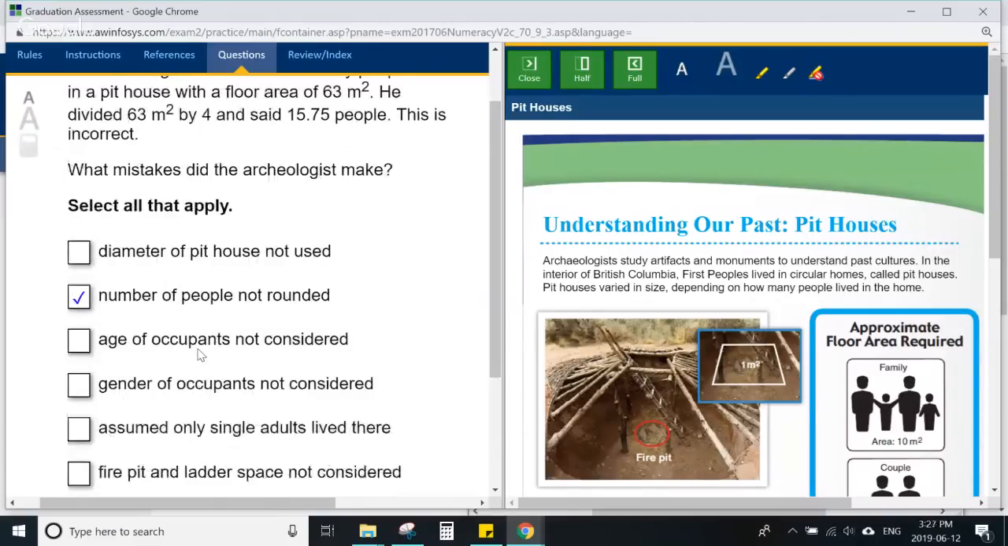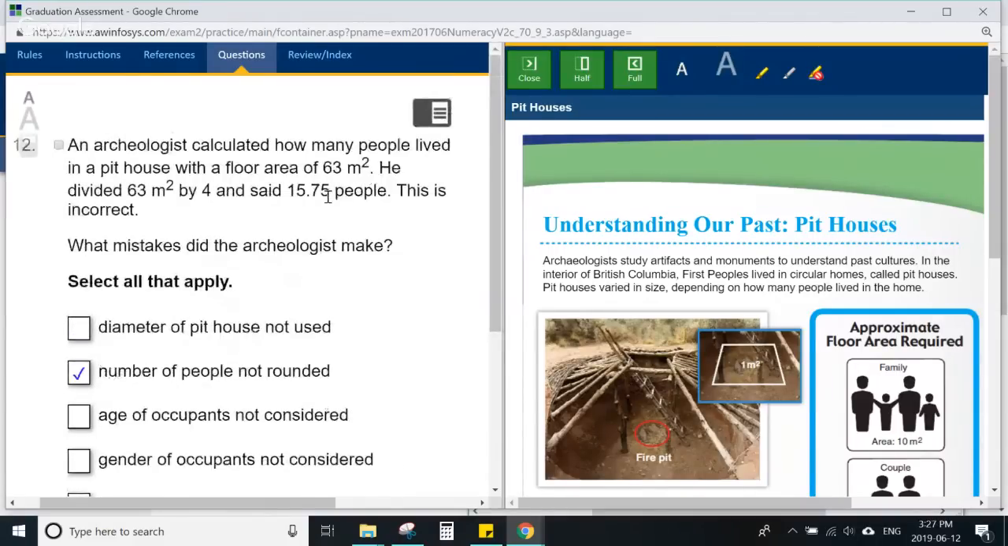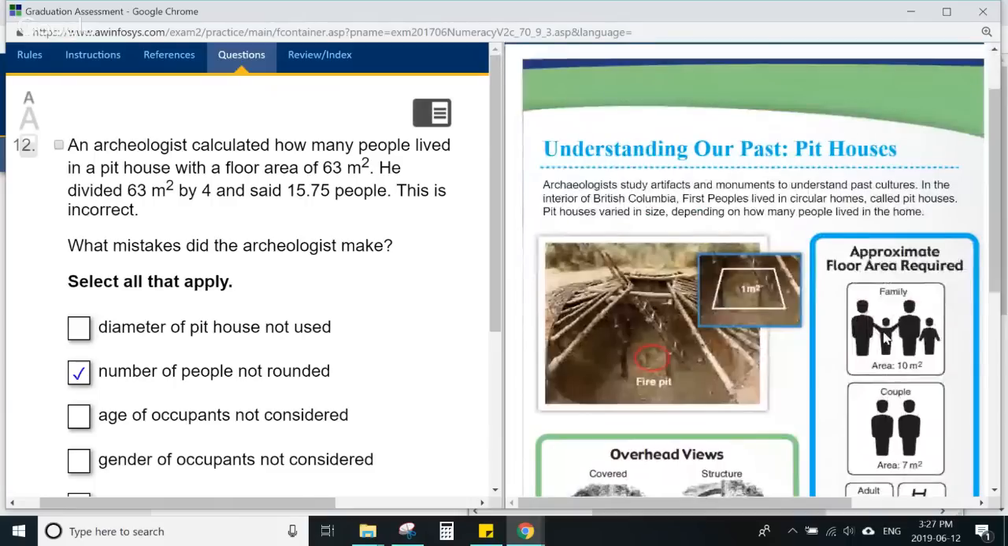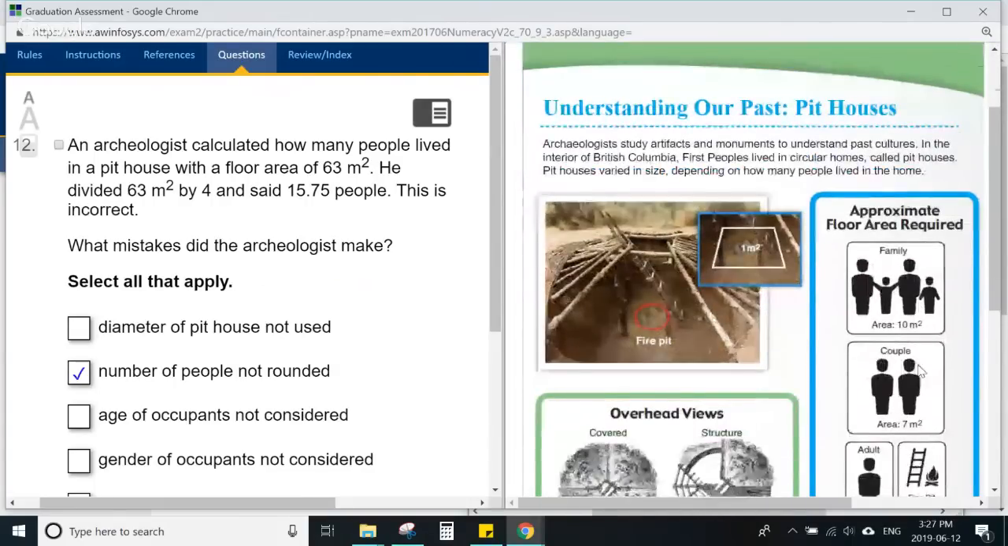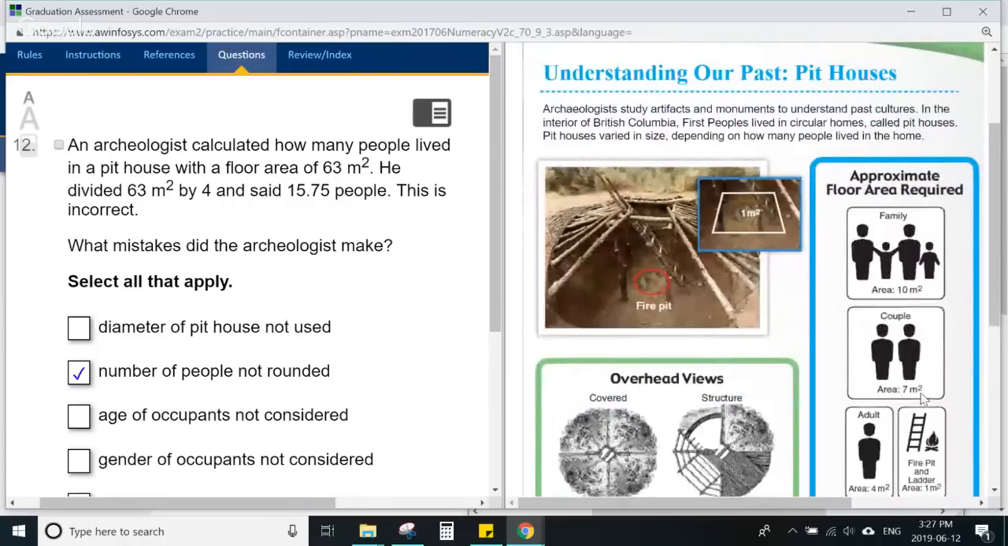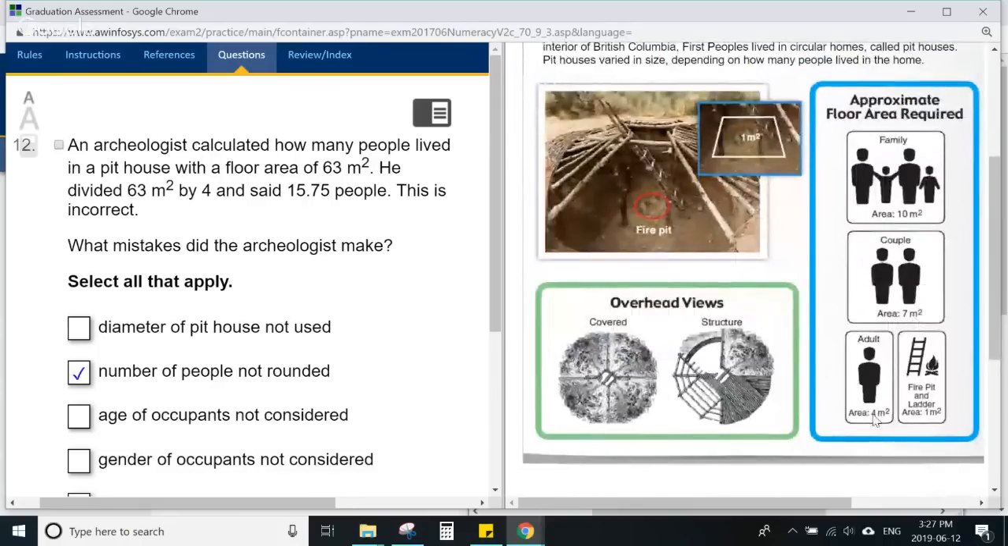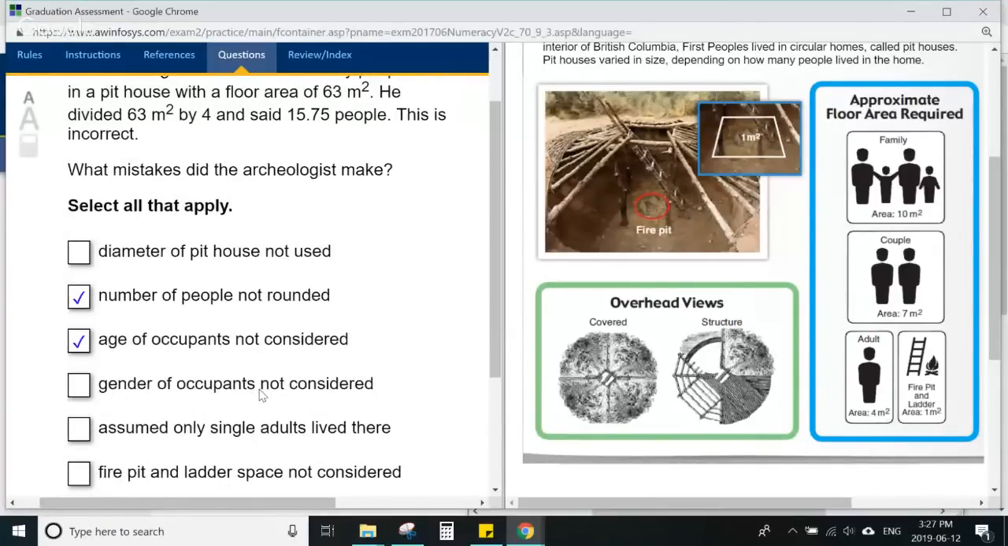The age of the occupants is not considered. That is also a possibility because we see that a family takes up 10 square meters, 4 people, that's 2.5 square meters per person, whereas a couple take up 7 meters squared, that's 3.5 meters squared per person, and a single adult takes up 4 meters squared per person. So the age is really important there. That is possibly an answer. The gender of the occupants is not considered. Well, there's nothing that leads us to believe that gender is important in this one.